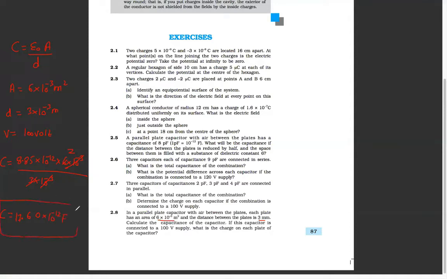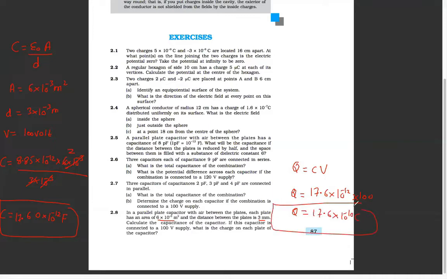This is the capacity. Now, once you have the capacity, you can easily calculate the charge. Q is simply CV. If you substitute the values, this is 17.6 into 10 raised to the power minus 12 into V, which is 100. The value of charge is 17.6 into 10 raised to the power minus 10.